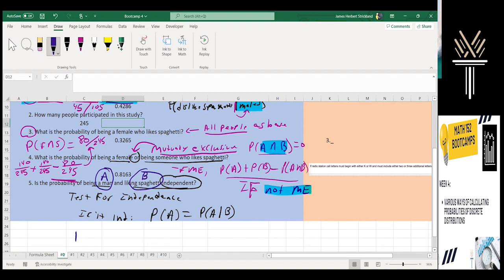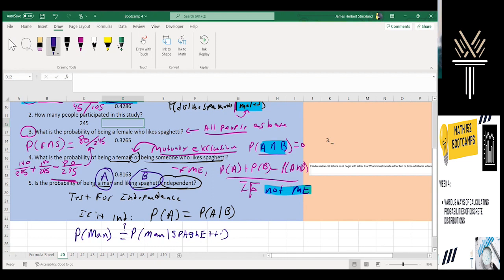So the question we're being asked then, is it the same probability of finding a man in the survey? Is that equal to, we'll put a little question mark here, the probability of finding a man that happens to be a person who likes spaghetti? In other words, does liking spaghetti increase or decrease the probability of being a man?